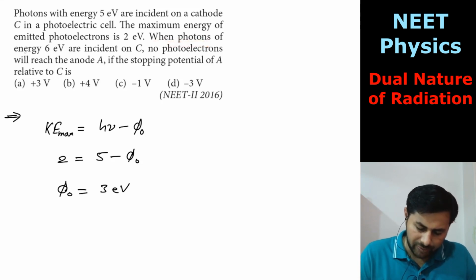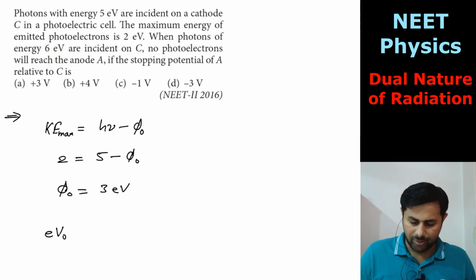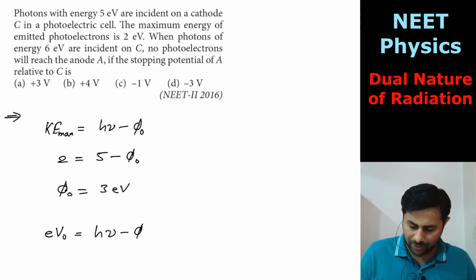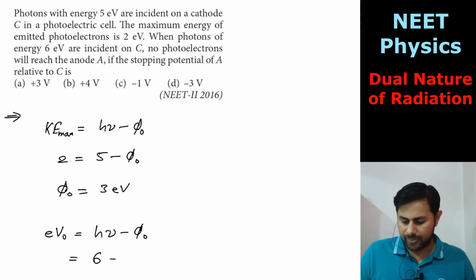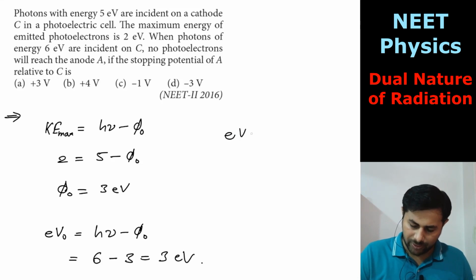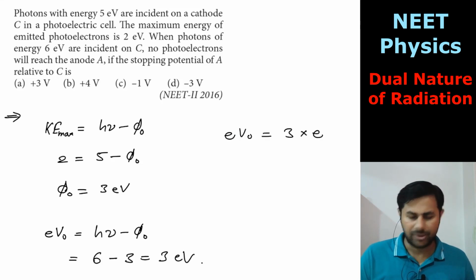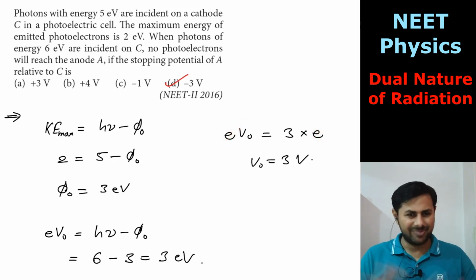Then you substitute that. Take the second equation. When photons of energy 6 electron volts are incident, no photoelectrons will reach the anode. You want stopping potential, so eV naught is equal to h nu minus phi naught. So this is 6 electron volts, so 6 minus phi naught is 3 electron volts, and therefore eV naught is equal to 3 electron volts, that is 3 times e. So stopping potential would be equal to what? 3? No, it is minus 3 only.